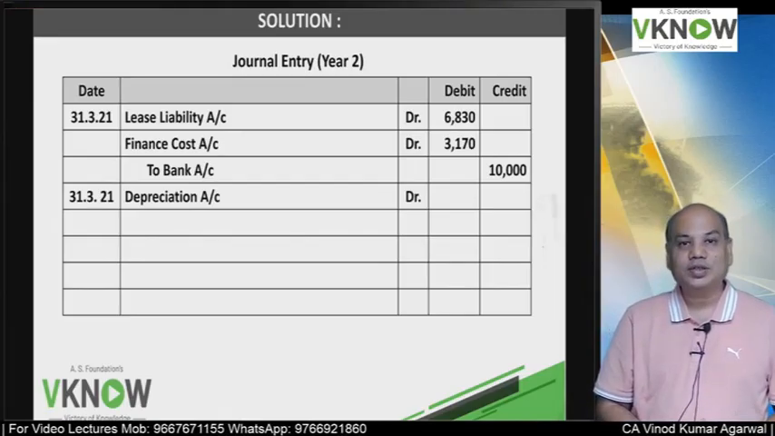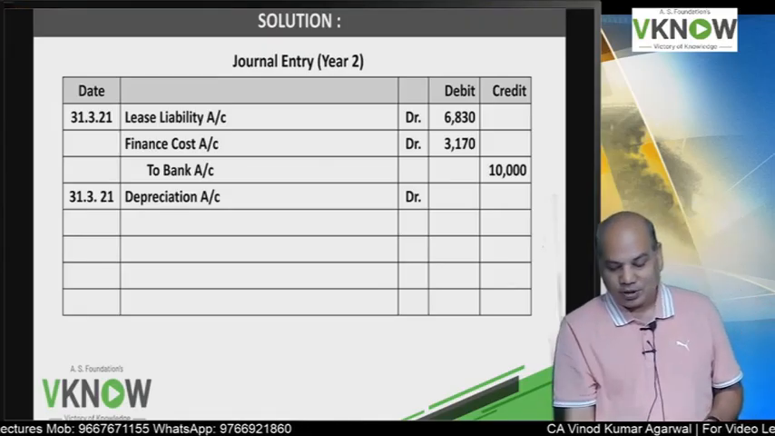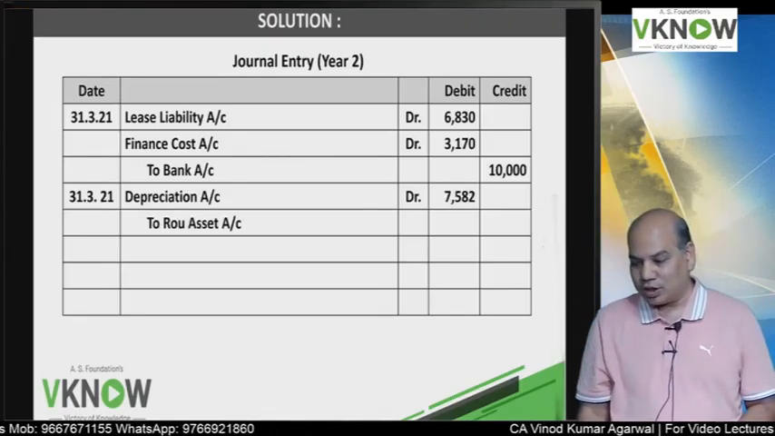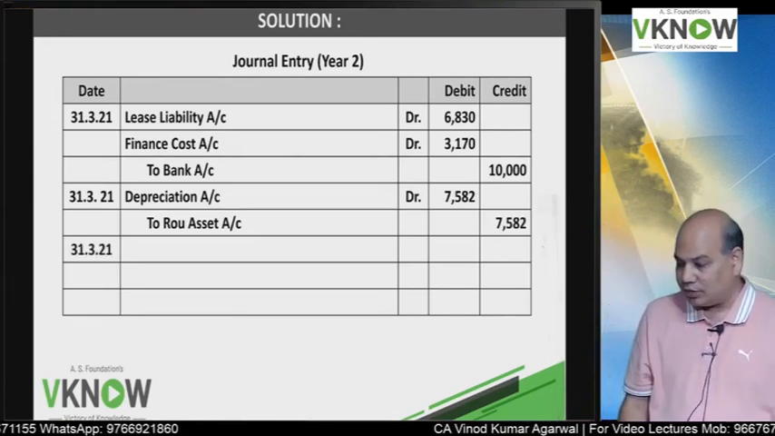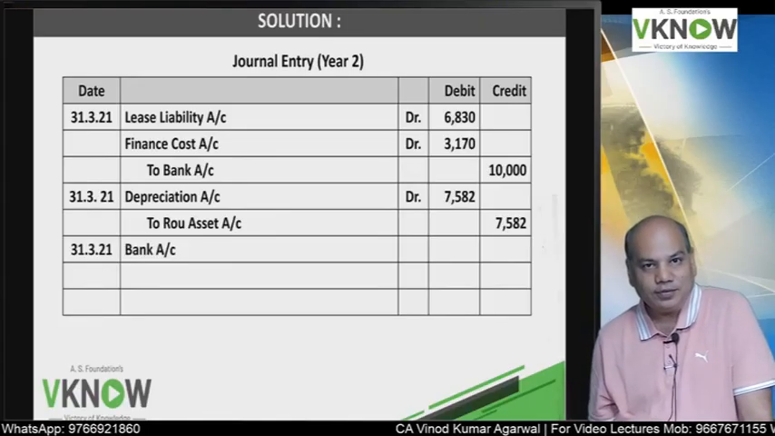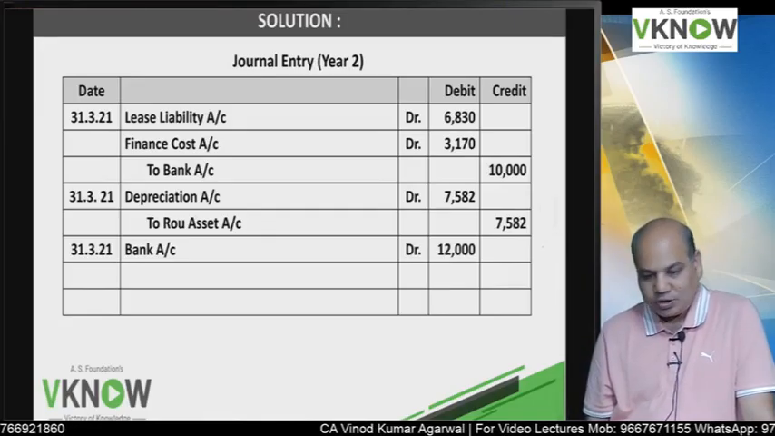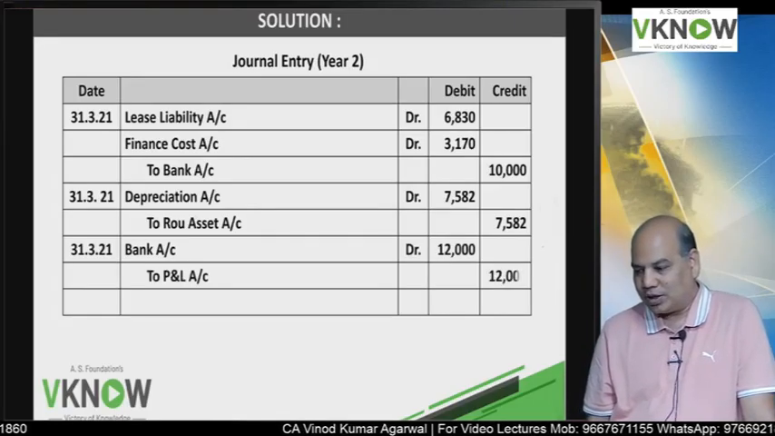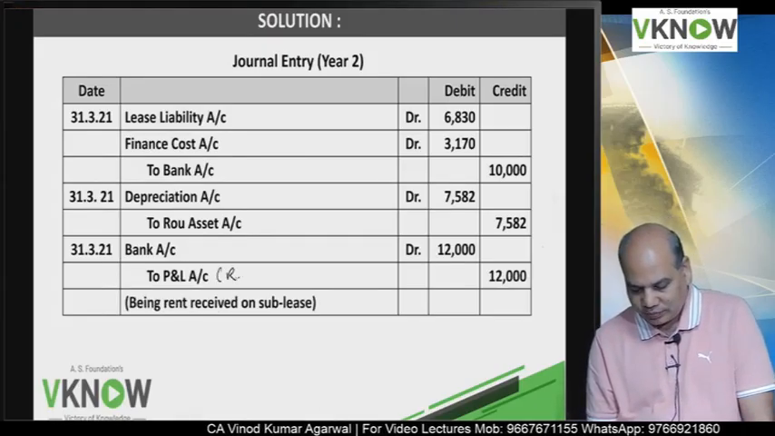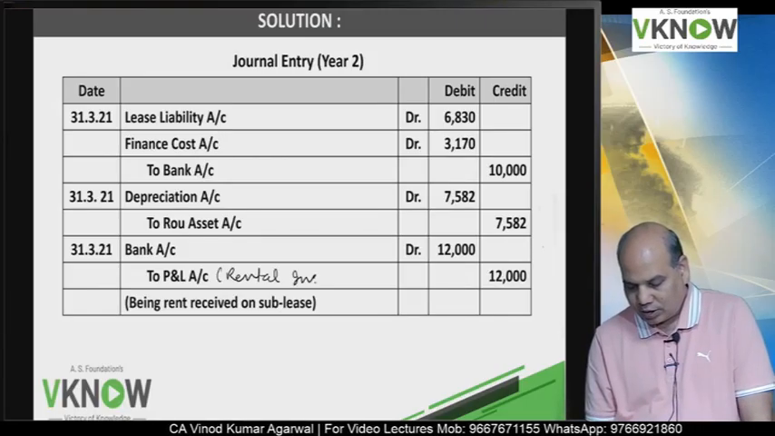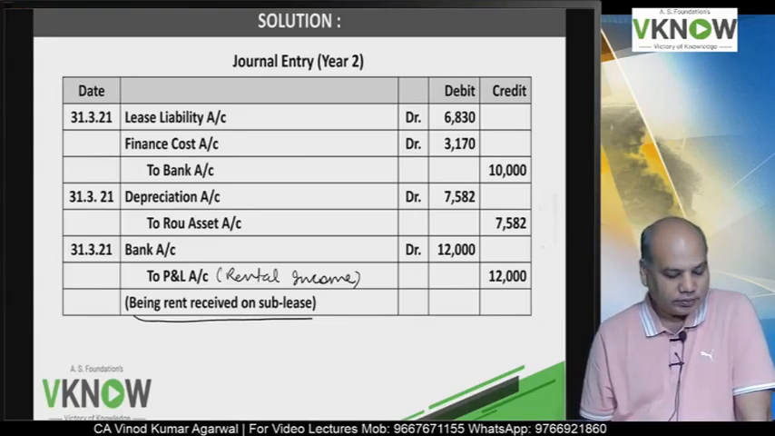Do you remember depreciation in the head lease? Go to your step 1 where you started the answer. Depreciation on the head lease was 7582. Can you see that in your step 1? 7582. Very good. And then you will receive income from the sublessee: bank account debit 12,000 to P&L account. Directly to P&L account, you can write rental income, and that rental income will ultimately be transferred to P&L account, being rent received on sublease.